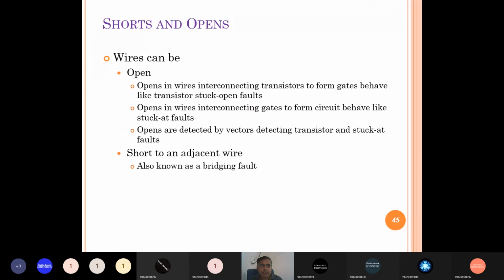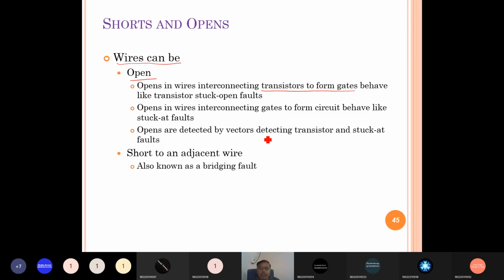So now the next type is short and open faults, right? Another type of modeling is that a wire may be shorted or open, and due to that it creates open or short types of faults. Open in a wire interconnecting transistors to form a gate behaves like a transistor stuck open fault, and opens in wires interconnecting gates to form a circuit behave like stuck-at faults. Opens are detected by vectors detecting the transistor and stuck-at faults.